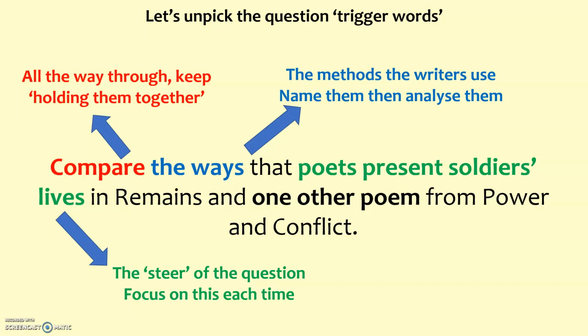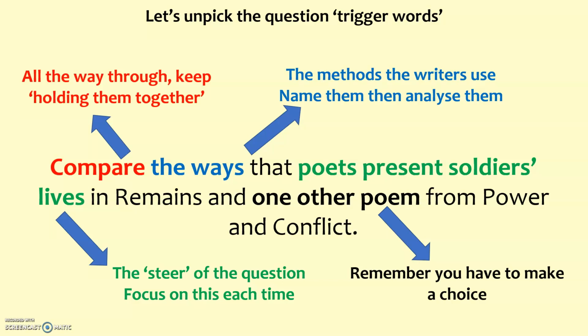We're nearly there with unpicking that question. What is left to talk about is just a reminder that you need to make a choice. That the question names one of the poems, in this case it's Remains and the one on the screen, but then you need to pick another poem which you think also contains that green bit, soldiers' lives. And I talked about that a minute ago. So for example, you wouldn't be talking about Checking Out Me History in this question because it has nothing to do with soldiers.